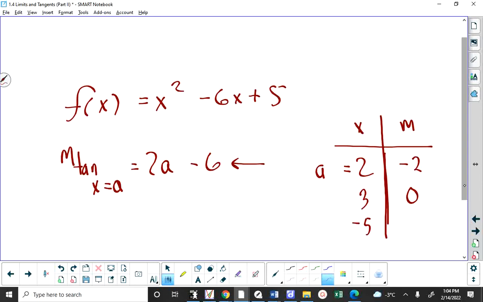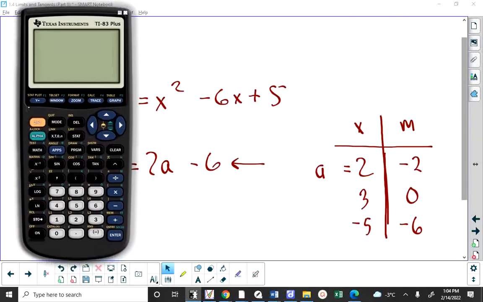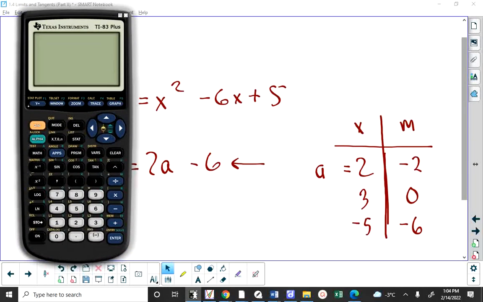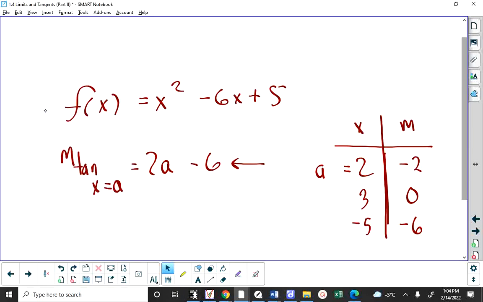So now I'm going to show you something on your calculator that I've been putting off showing you. And then we'll get back to this lesson. So again, the point is that we want to be able to do this today. We want to be able to find the slope of the tangent formula for a particular function.